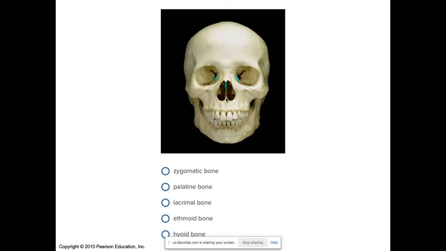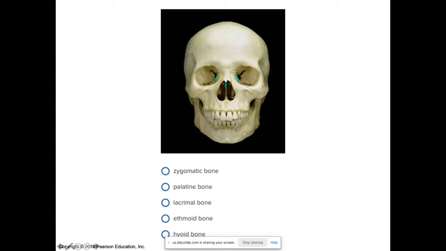So now we're left with right here, in here, this is your ethmoid. That is your ethmoid bone. Zygomatic, that's your zygomatic arch right here. Here's the orbit of the eye.